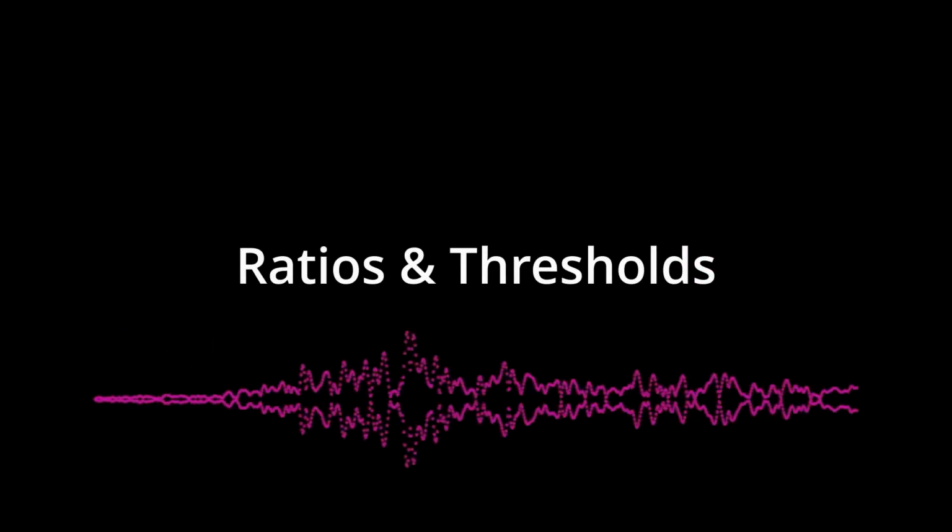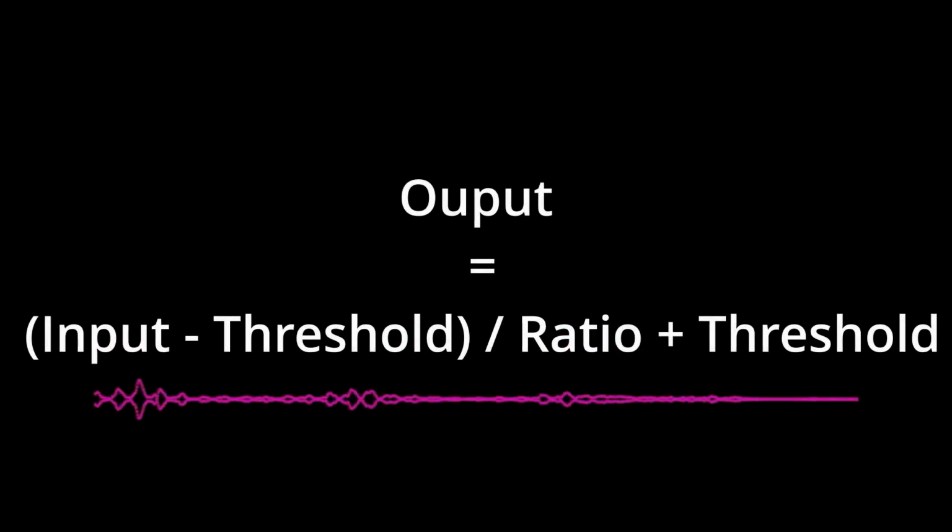Moving on, I'll now start talking about the mechanics of a standard compressor. I think that if you understand these, you'll be able to understand nearly all dynamics processing effects, and the simple compressor is likely the best way to illustrate these mechanics. Let's start by talking about ratios and thresholds. Two controls found in some form on any compressor worth its salt.